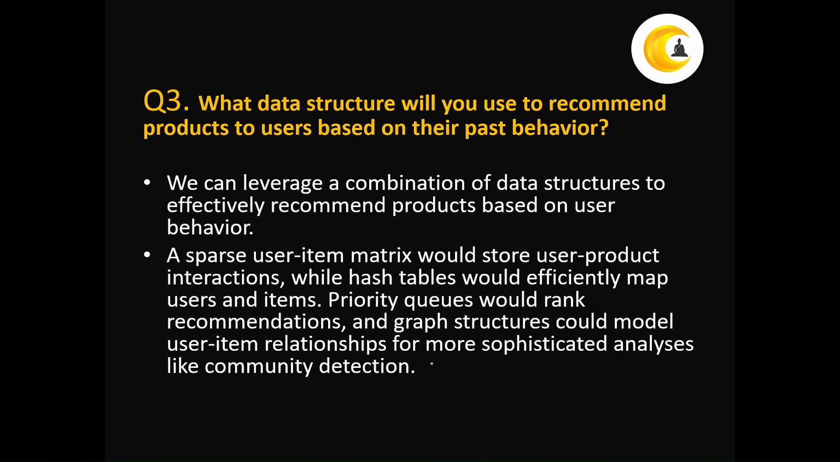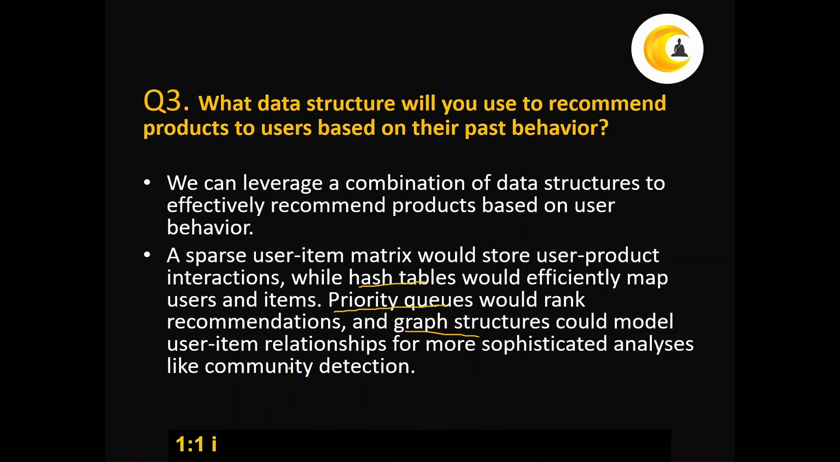Moving to the next one: what data structure will you use to recommend products to users based on their past behavior? We can use a combination of data structures to effectively recommend products based on user behavior. A sparse user item matrix would store user product information, while hash tables would efficiently map users to items. Priority queues would rank the recommendations, and graph structures would model the user relationships.